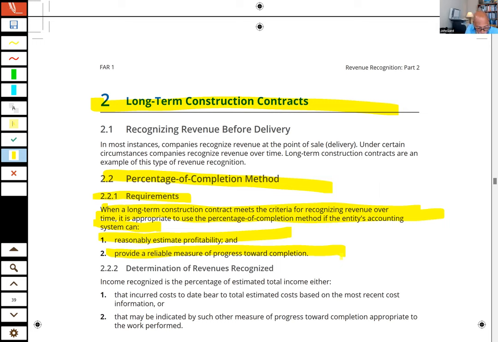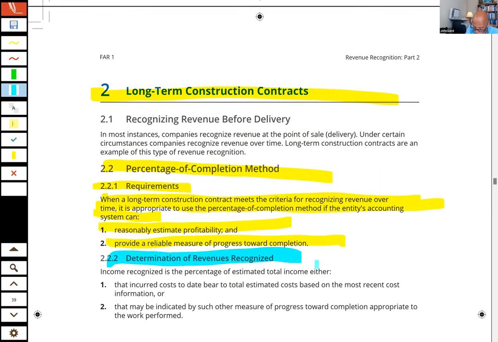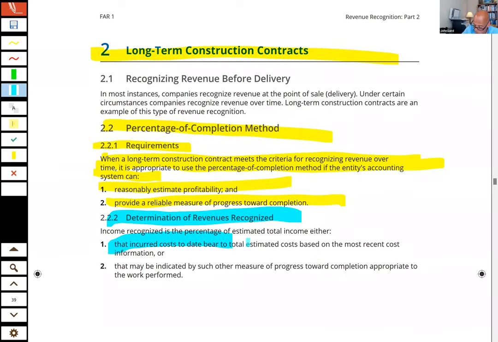Okay. Now, how will we determine the revenue, the profit that should be recognized? We are basically going to consider the cost that we've incurred to date as the numerator. The denominator will be the total estimated cost of the contract. So if the total estimated cost of the contract is $1 million and we've spent $500,000 already, we are 50% done. It's that simple. If the total estimated cost is $1 million and we've spent $600,000 in developing this asset, then we have 60% of the profit that can be recognized.